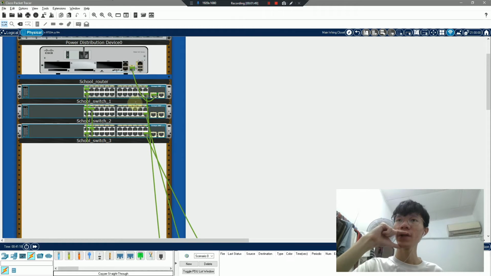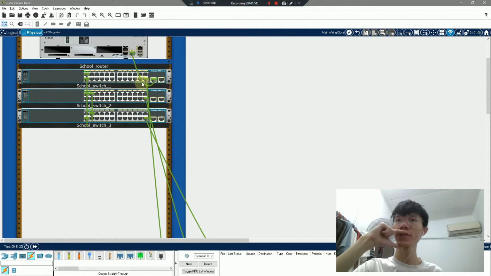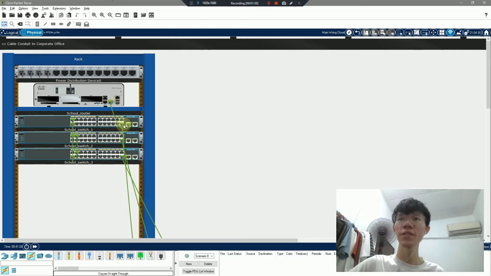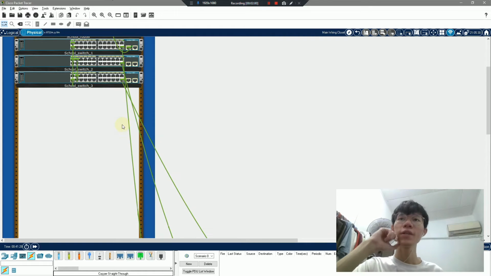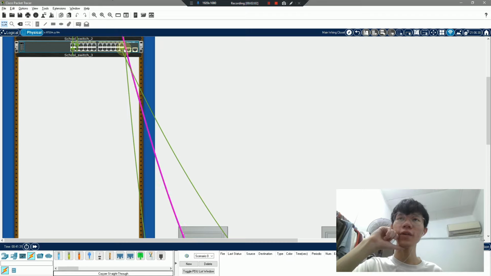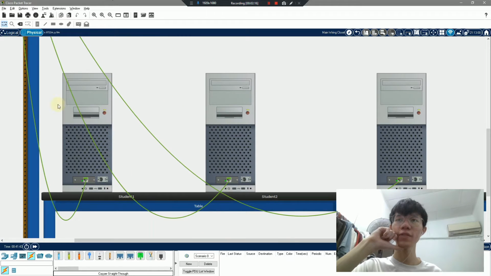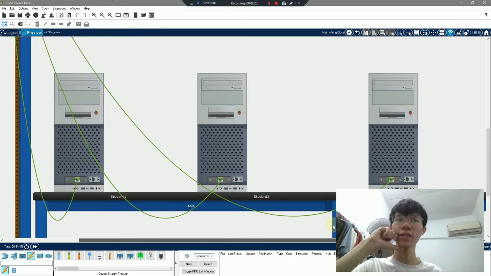All of the switches are connected to the PCs by the same port on themselves, which is fast Ethernet 0/24. From all of the switches, the PC is connected on fast Ethernet 0 to the switch fast Ethernet 0/24. This is the PC student 1, this is the PC student 2, and this is the PC student 3.